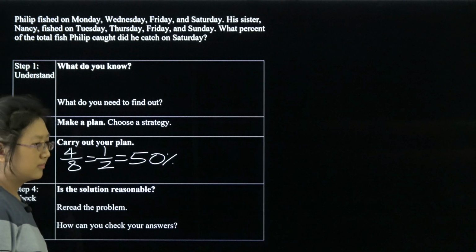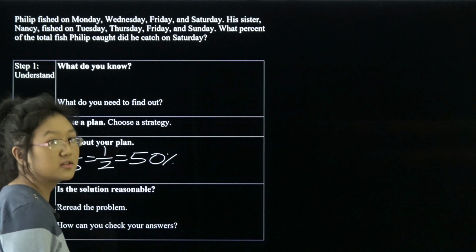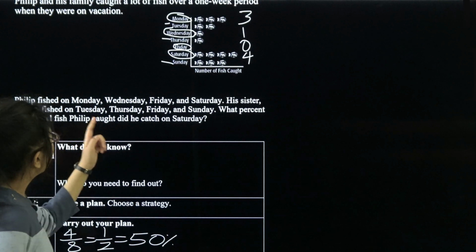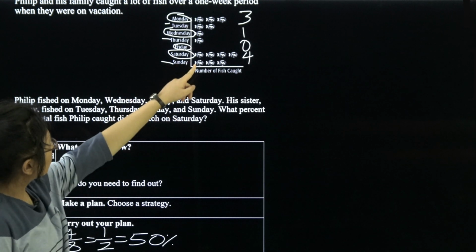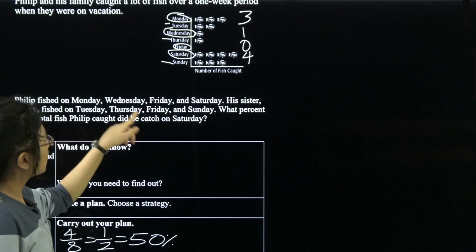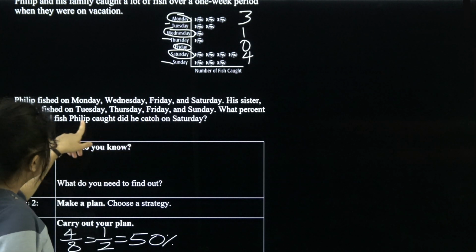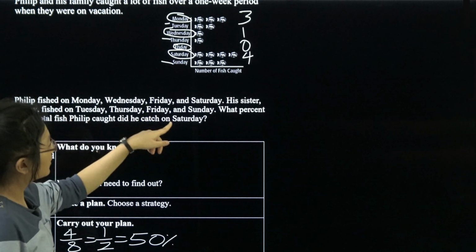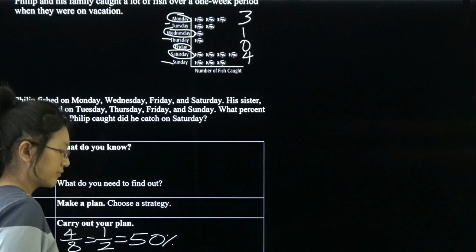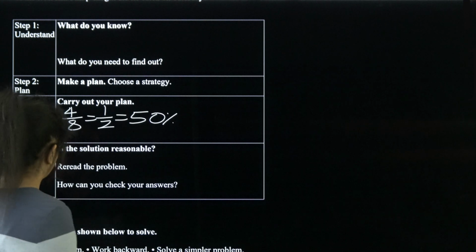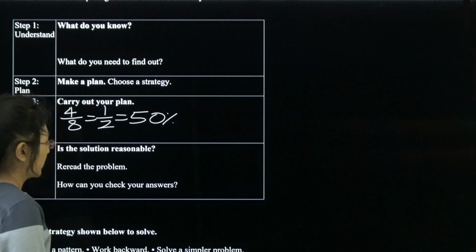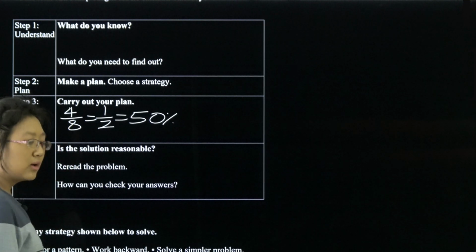Is our solution reasonable? I mean, according to our calculations, it is reasonable. Reread the problem. Philip fished on Monday, Wednesday, Friday, and Saturday. So 3 fish, 1 fish, 0 fish, and 4 fish. His sister, Nancy, fished on Tuesday, Thursday, Friday, and Sunday. What percent of the total fish Philip caught did he catch on Saturday? So we didn't understand the question the wrong way. How can you check your answers? Well, we could do the question again, and then we could see if it makes sense. So we got the right answer for that.